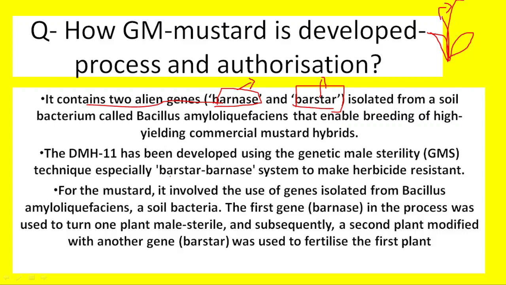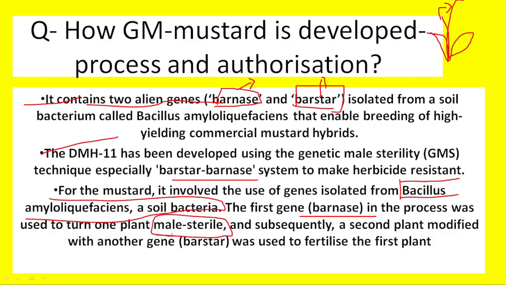Okay, so you can go through that. That contains two line genes. DMH11 has been developed using a genetic male fertility. For the mustard, it involves the use of a gene from the soil bacteria, from which these two genes, Barstar and Barnase, are taken. The first gene, Barnase, is a process which turns the plant male sterile. Subsequently, a second plant modified by another gene, Barstar, which is male dominated, is used to fertilize the first plant. This is the process.